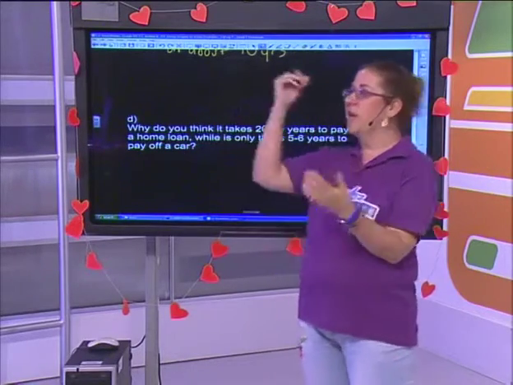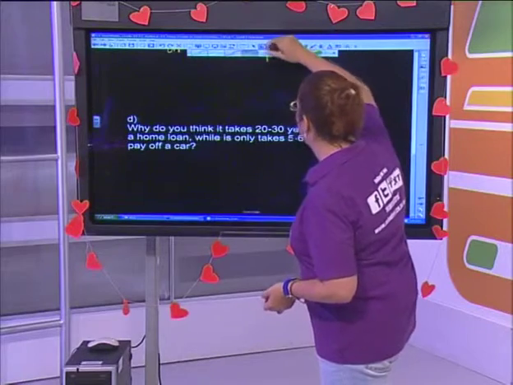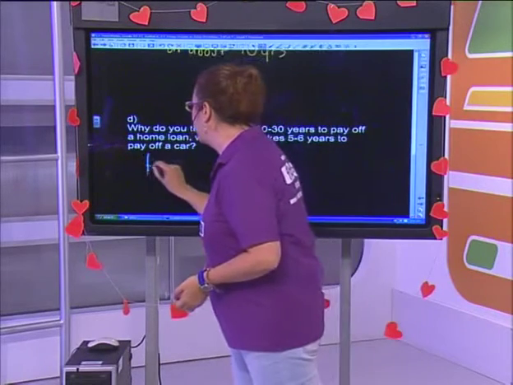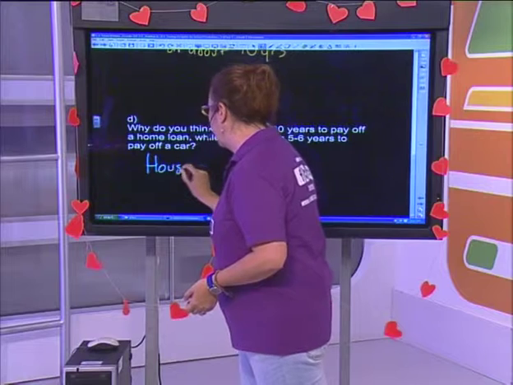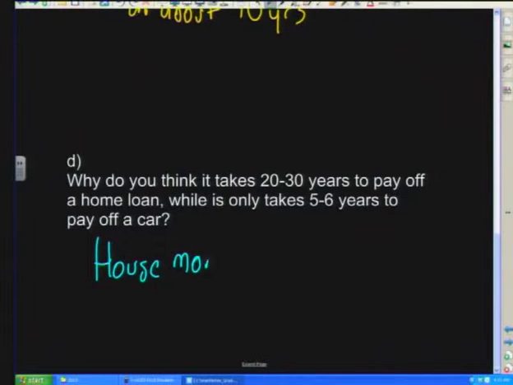Can I? Go ahead. Okay. Why is it 20 to 30 years? My answer would be, I would say because a house is so much more expensive than a car. So a house is more expensive. That's a very valid answer. Would I get full marks for that? You would have got your marks for that. Sure. A house is much more expensive.